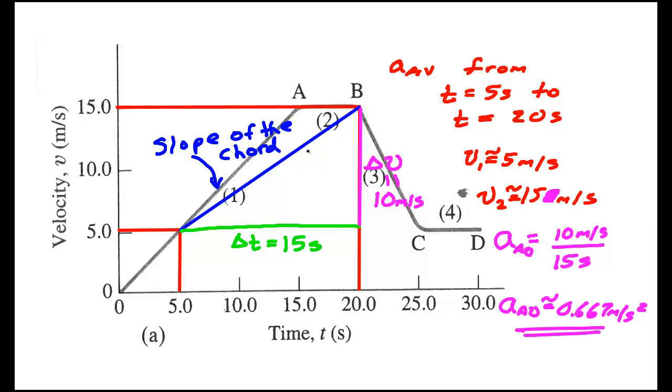Find the slope of the chord. So find the initial point, find the second point, find the chord between them, find the slope on this velocity time graph, and you have the acceleration.